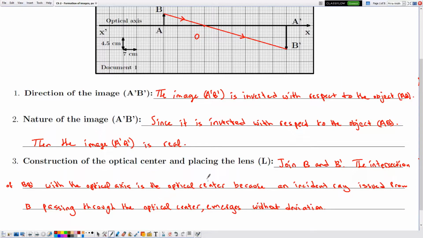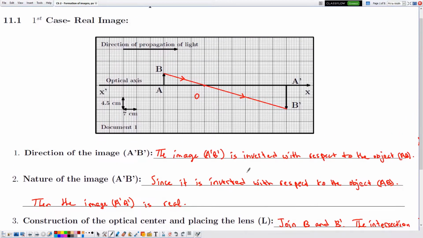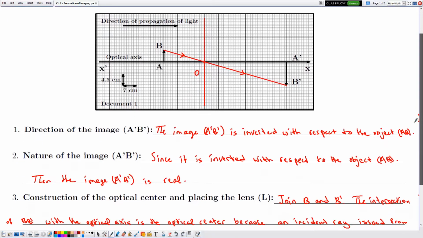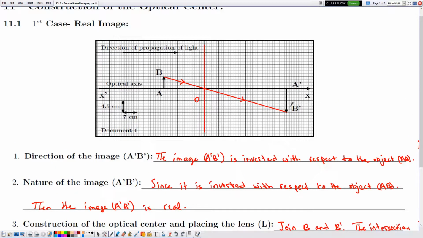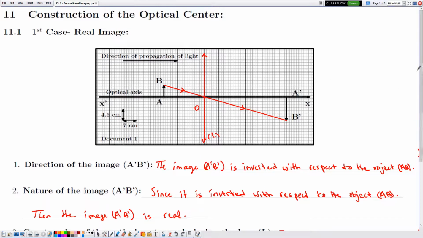Now in the same part they are telling me to place the lens L. So we all know that the lens L is perpendicular to the optical axis at the optical center O. So this is the lens L. But now we need to indicate the nature of the lens in order to use the correct symbol. So notice that here, because the image is real, then the lens L is a converging lens, because we know that only a converging lens can give a real image. So this is it for this section.